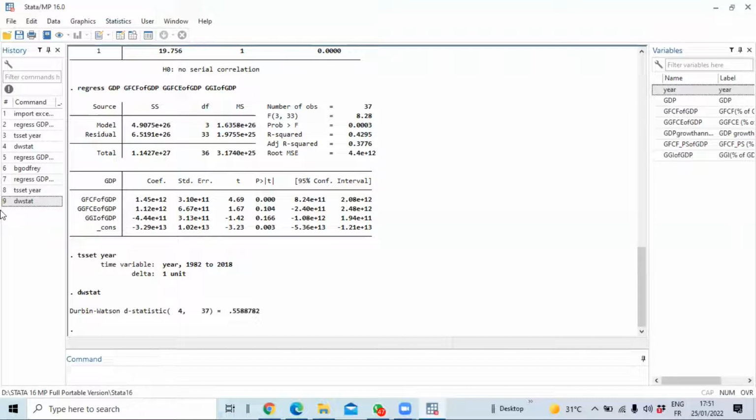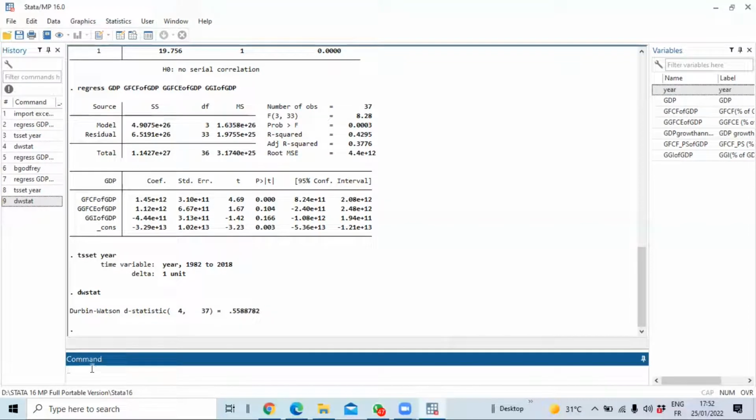The first step is to estimate our linear regression. By the way, we have a data set containing macroeconomic information like GDP, gross capital formation, national government final consumption expenditure in percentage of GDP, and general government investment, and we use those variables in the equation in order to test for autocorrelation by the Breusch-Godfrey test.